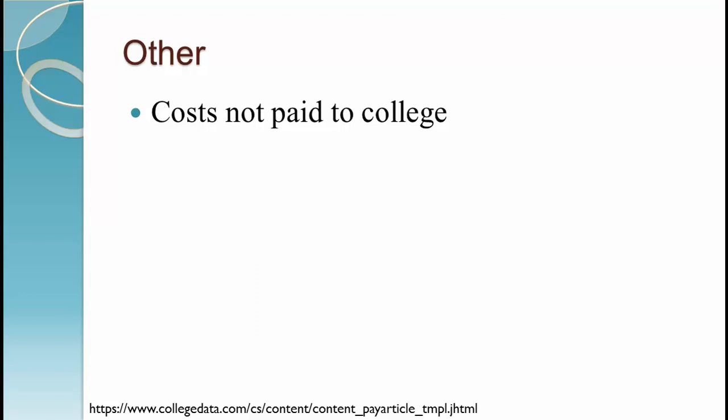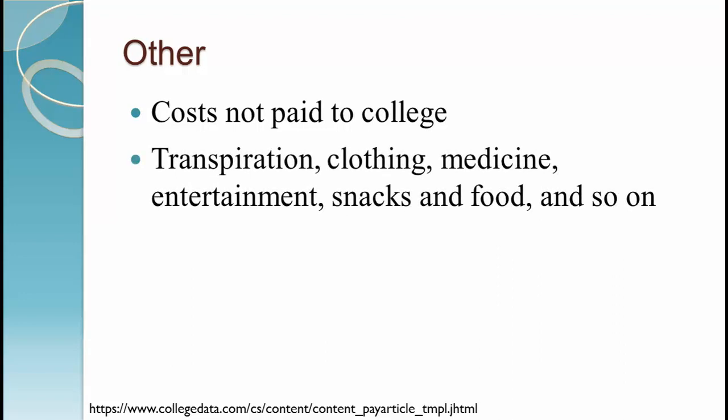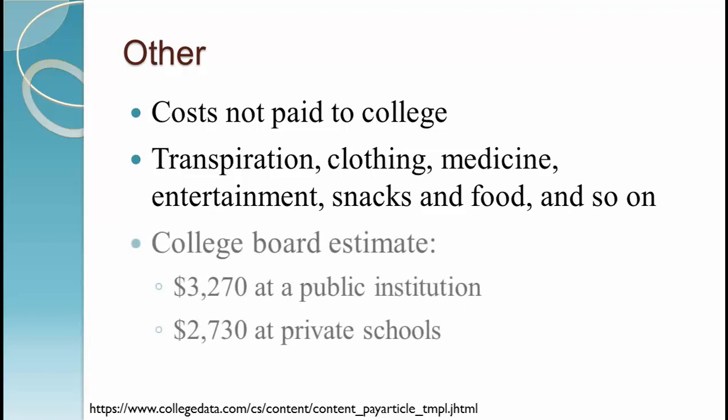Other expenses include anything you spend at college but do not pay for through the college. Examples include transportation, clothing, medicine, entertainment, snacks, and food purchases outside of the college, and so on. The College Board reports an average for 2017 to 2018 of $3,270 at public colleges and $2,730 at private colleges. However, this is such an individual expense that I would not put too much weight into that estimate.